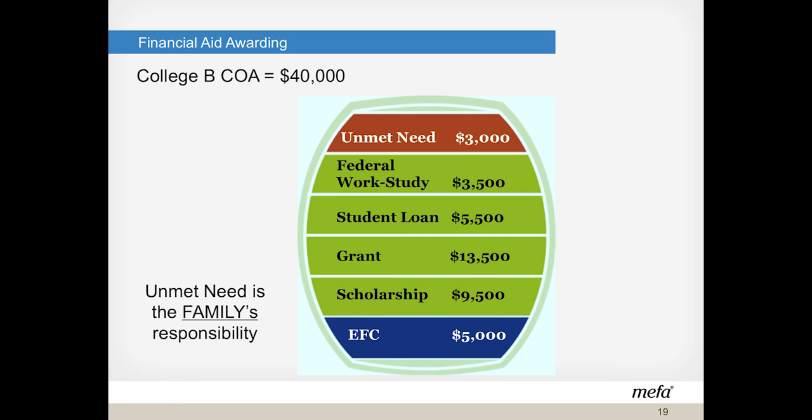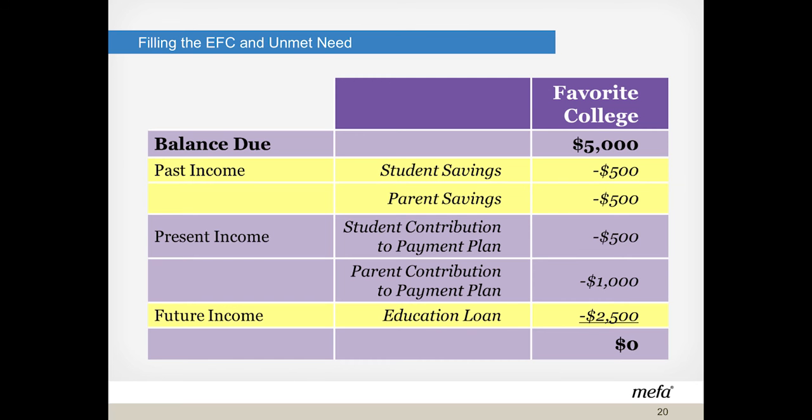Any unmet need is the family's responsibility. So the college is $40,000. My initial responsibility as a family, my EFC is $5,000. I wait to see what the college gives me. They give me a good amount of financial aid, but any remaining amount that they don't cover is back on my shoulders as a family.